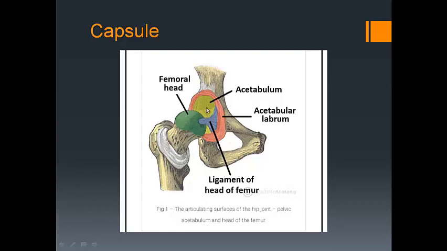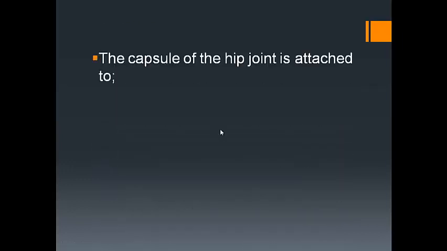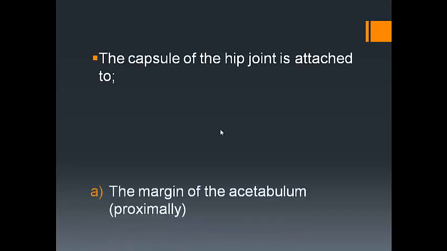is attached. So basically it's going to be attached to the margin of the acetabulum, and it's also going to be attached to the upper end of the femur. So clearly, if it's attached to these 2 points, then that means that it covers the bony parts that make up the hip joint. And when we put the femur back in here, then it's going to end up containing the 2 and protecting them from the outside. Okay, so the capsule of the hip joint has 2 points of attachment.